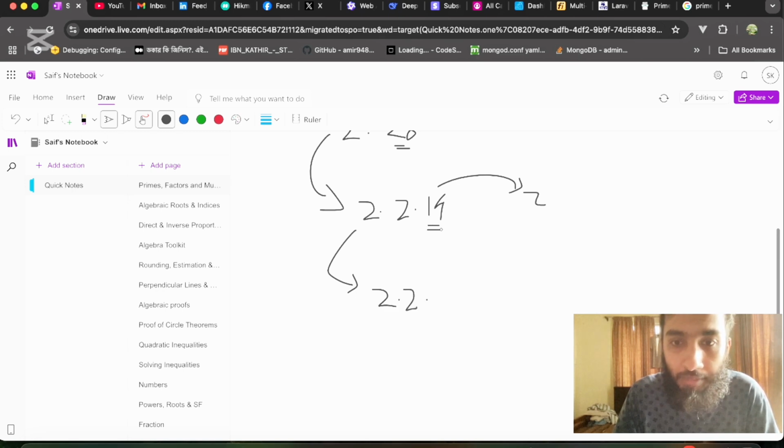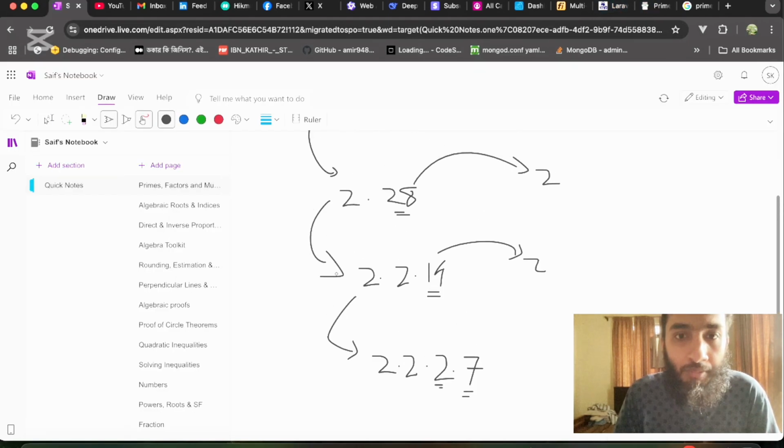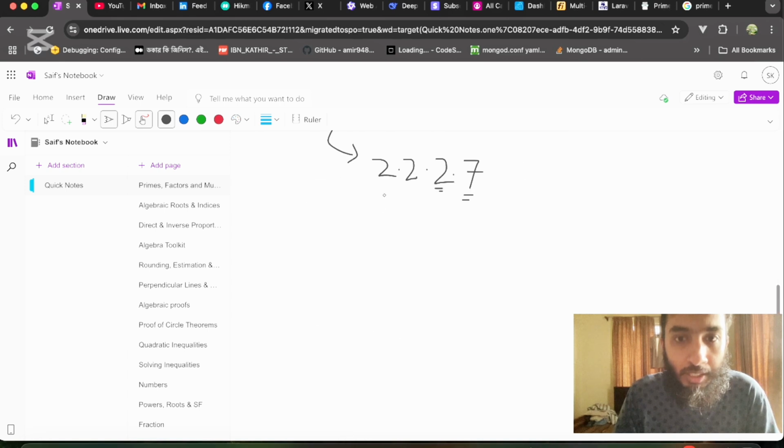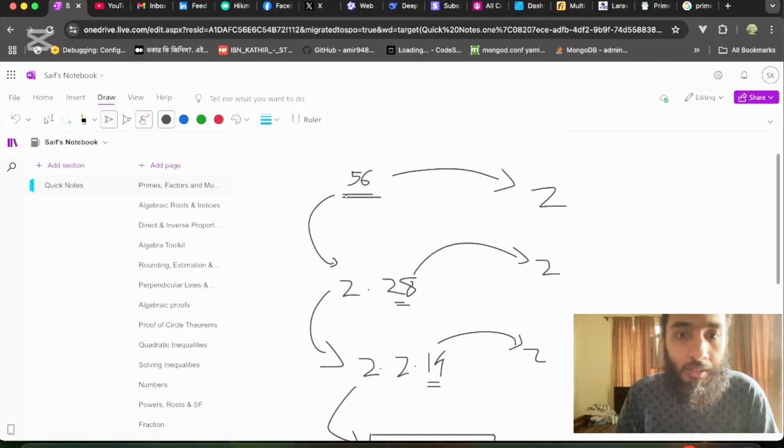If I break 14 into 2 multiplied by 7, I can do that as well. 7 cannot be divided further. 7 is a prime number and 2 is also a prime number. So I can express 56 as a product of its prime factors: 2 multiplied by 2 multiplied by 2 multiplied by 7. This is the product of prime factors of the number 56.